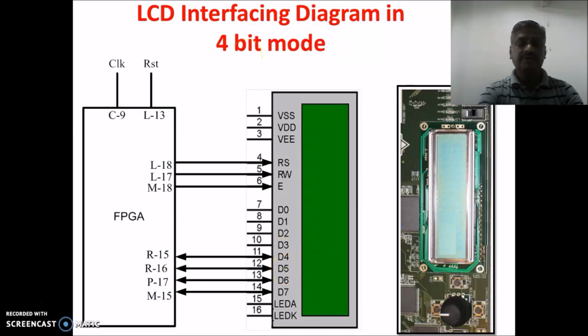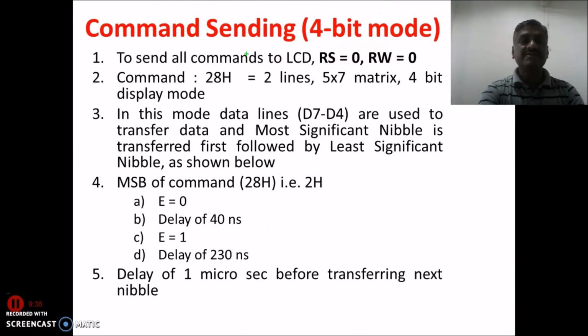And whatever I have shown in the diagram here, this is the actual view which is available on the board. These are the knobs and these are the switches and this is the LCD, and internally these connections are available. Now here, if we are sending the command in 4-bit mode, how it is done, that is important. Whatever the mode, it may be the 8-bit mode or 4-bit mode, the RS signal must be 0 and the RW signal must be 0 to send the command.